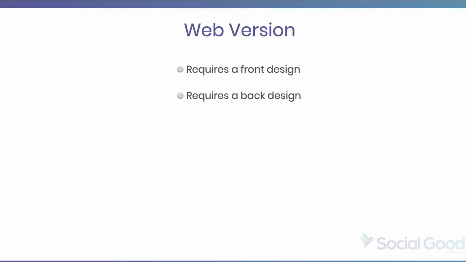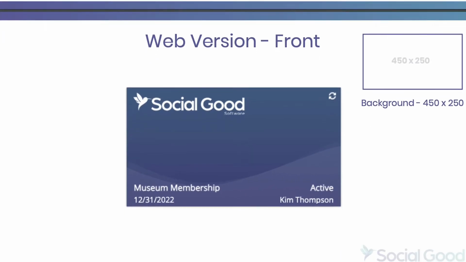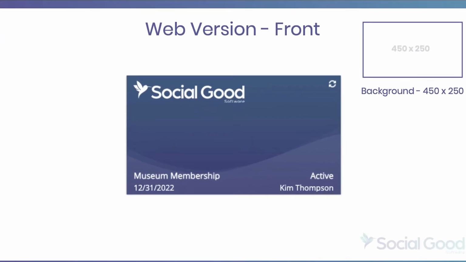The web version requires two different types of designs. We require a front of the design, and then we also require a back of the design. So if we scroll down here, we can take a quick look at what the front of the design looks like. This is the front of the design of the card. You have an image here that you need to go ahead and provide for us. This is a 450 by 250 pixel image. And where this image is used, it's used as the background for the card.